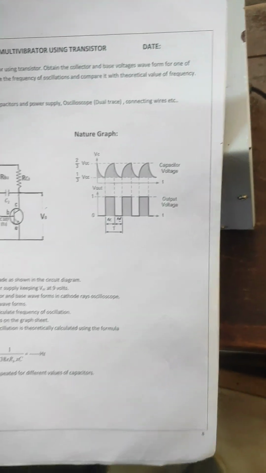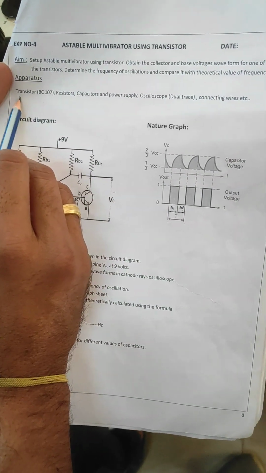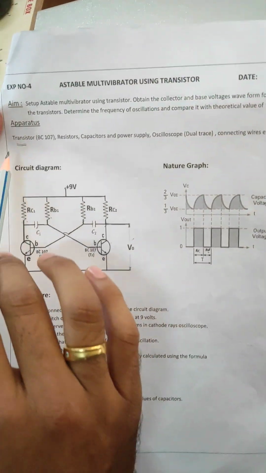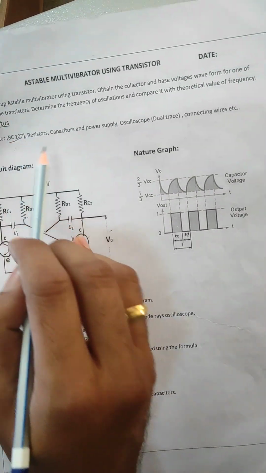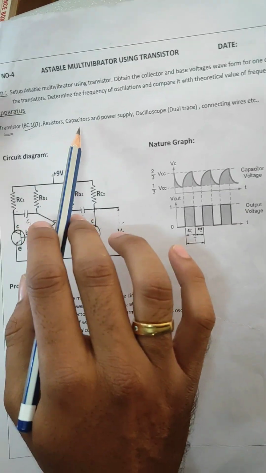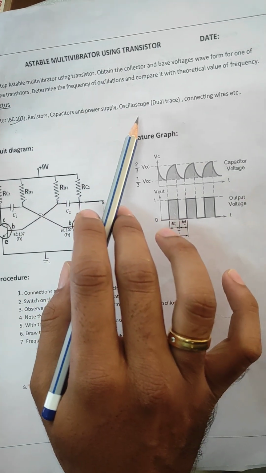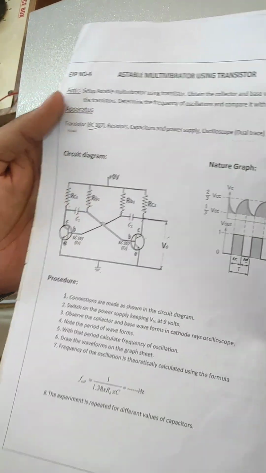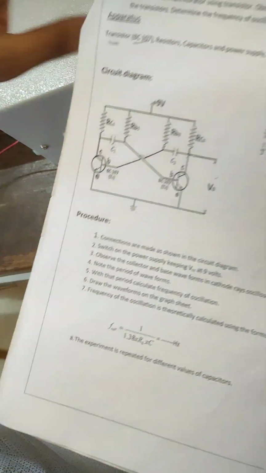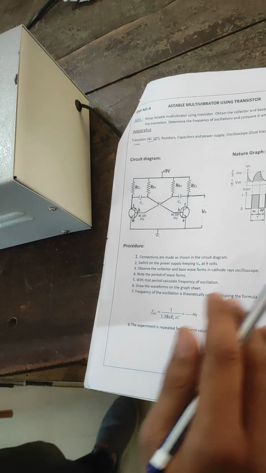So now let us see the main apparatus which is required here. We have transistors, and you may choose another type of transistor, no problem with that. Resistors, capacitors, a power supply, an oscilloscope, that is dual trace, and we need the connecting wires. One by one, let us see all the components we have already assembled. This is the circuit diagram we have here.